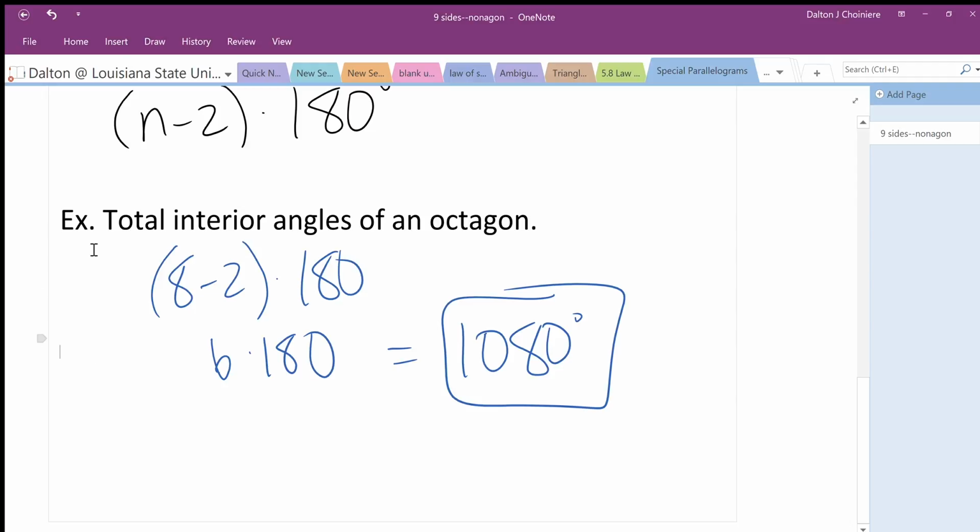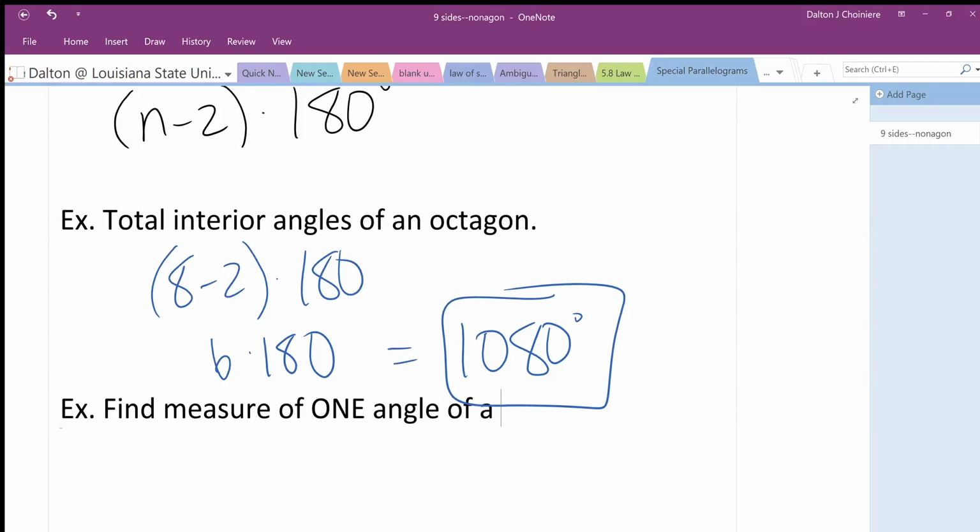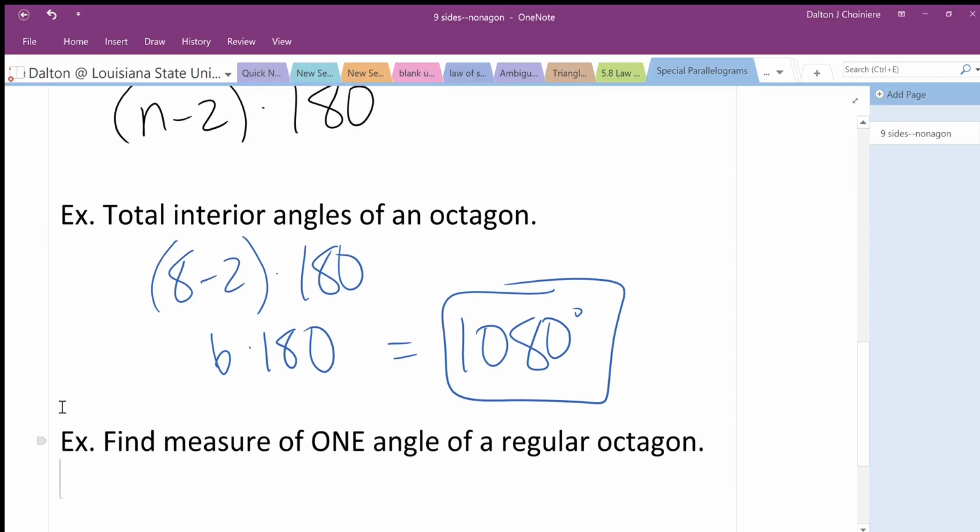Now, what if I asked you a different question? What if my second example said, find the measure of one angle of a regular octagon? I have to put the word regular in there. Who remembers what that means?